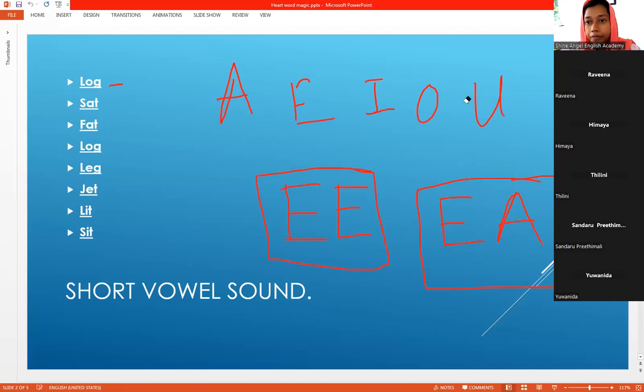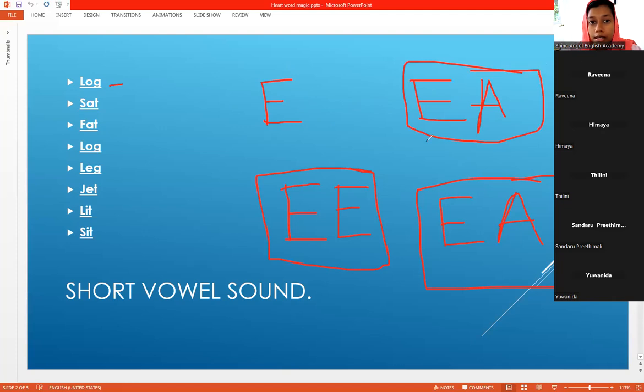I will tell you another example. The sound E is the A sound. And there is another one also: there are some words that you can pronounce with the same sound as A. For example, thread. Thread also has this sound. Did you understand what I'm saying? So when you have these sounds, they have the same sounds, but they have different spellings. So how do we teach them? This is where the hard word magic comes in.